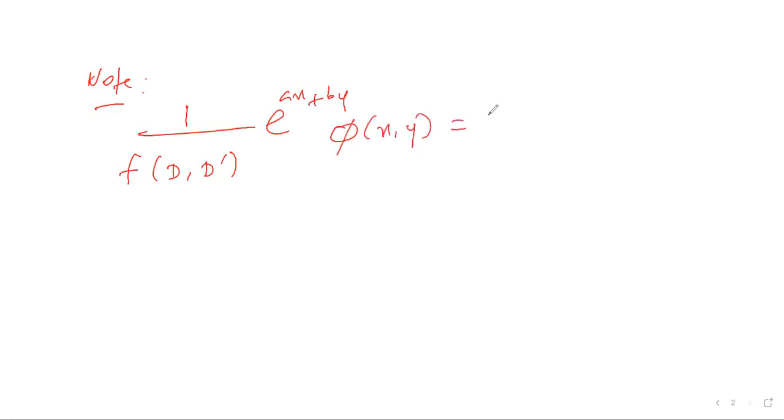If you are having something like this, 1 over f of D comma D dash times e to the power ax plus by times one function phi of x comma y. In this case, this is what I told you earlier, you can use e to the power ax plus by. So we don't consider this one. We're going to transform the f as, for the D, you have to change it to D plus a. For the D dash, you have to change it to D dash plus b. And again, the phi of x comma y.